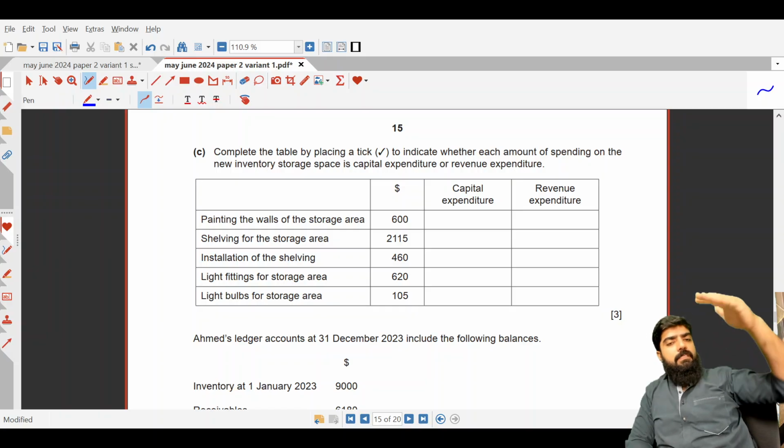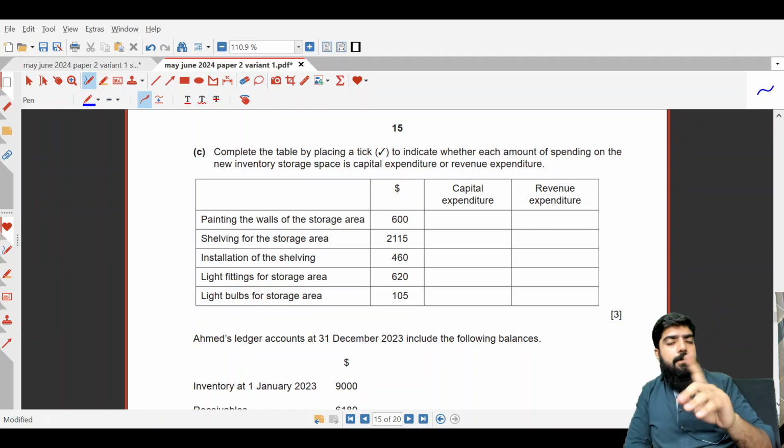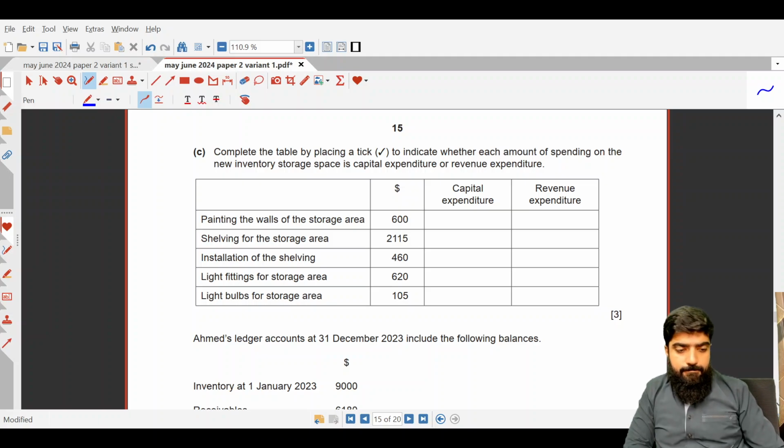So the examiner would obviously bifurcate. At times it gives you the one requirement of 20 marks. At times it gives you the multiple requirements of 20 marks.